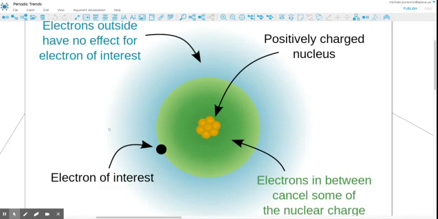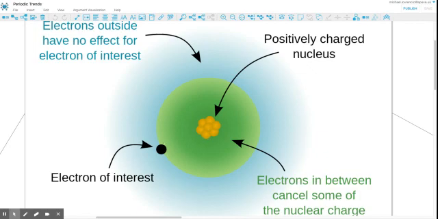And so remember, the electrons that are furthest from the nucleus, the outermost electrons, those are our valence electrons. Those valence electrons, remember, are the ones that are also gained or lost when atoms form ions. So if this is our electron of interest, there are a couple of factors that are going to affect how strongly it is attached and attracted to the nucleus.